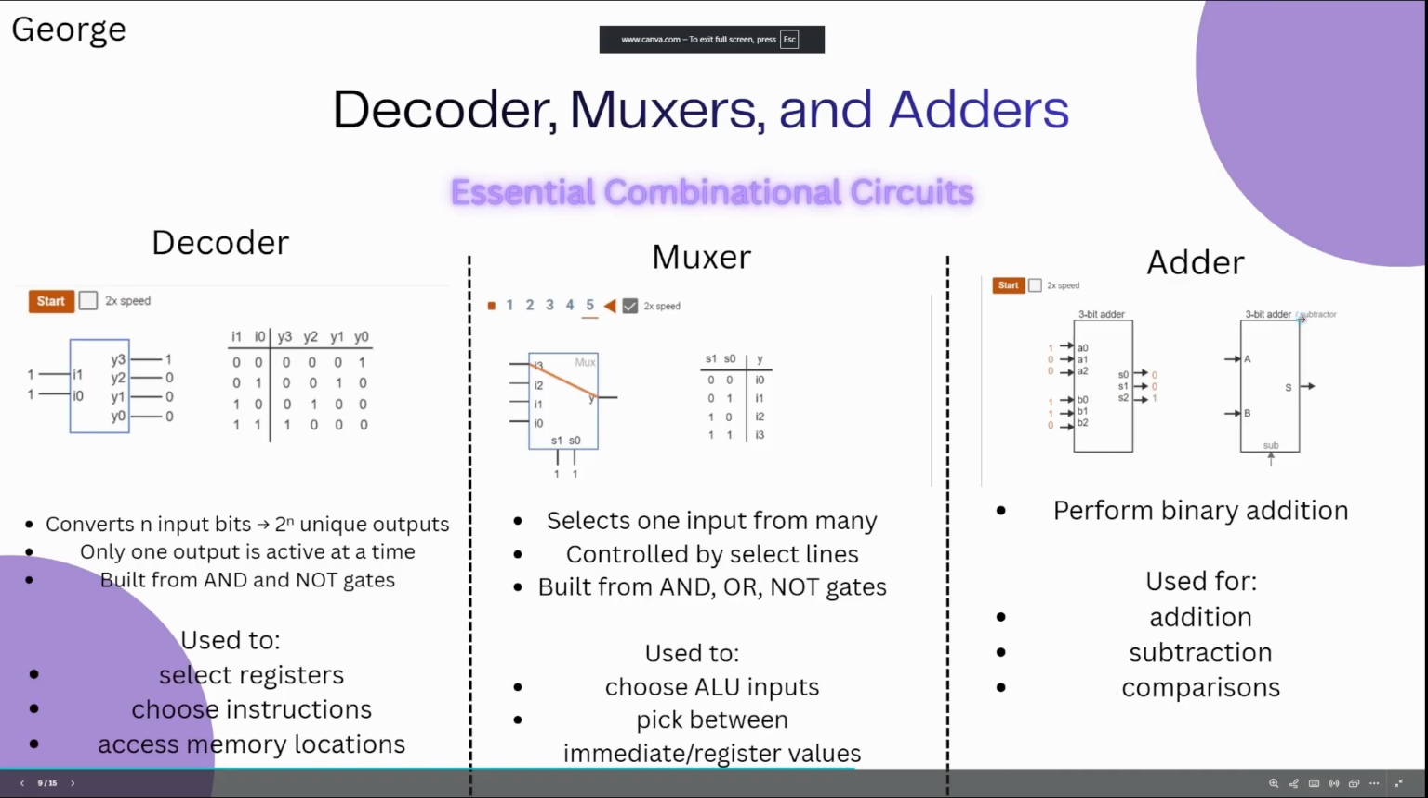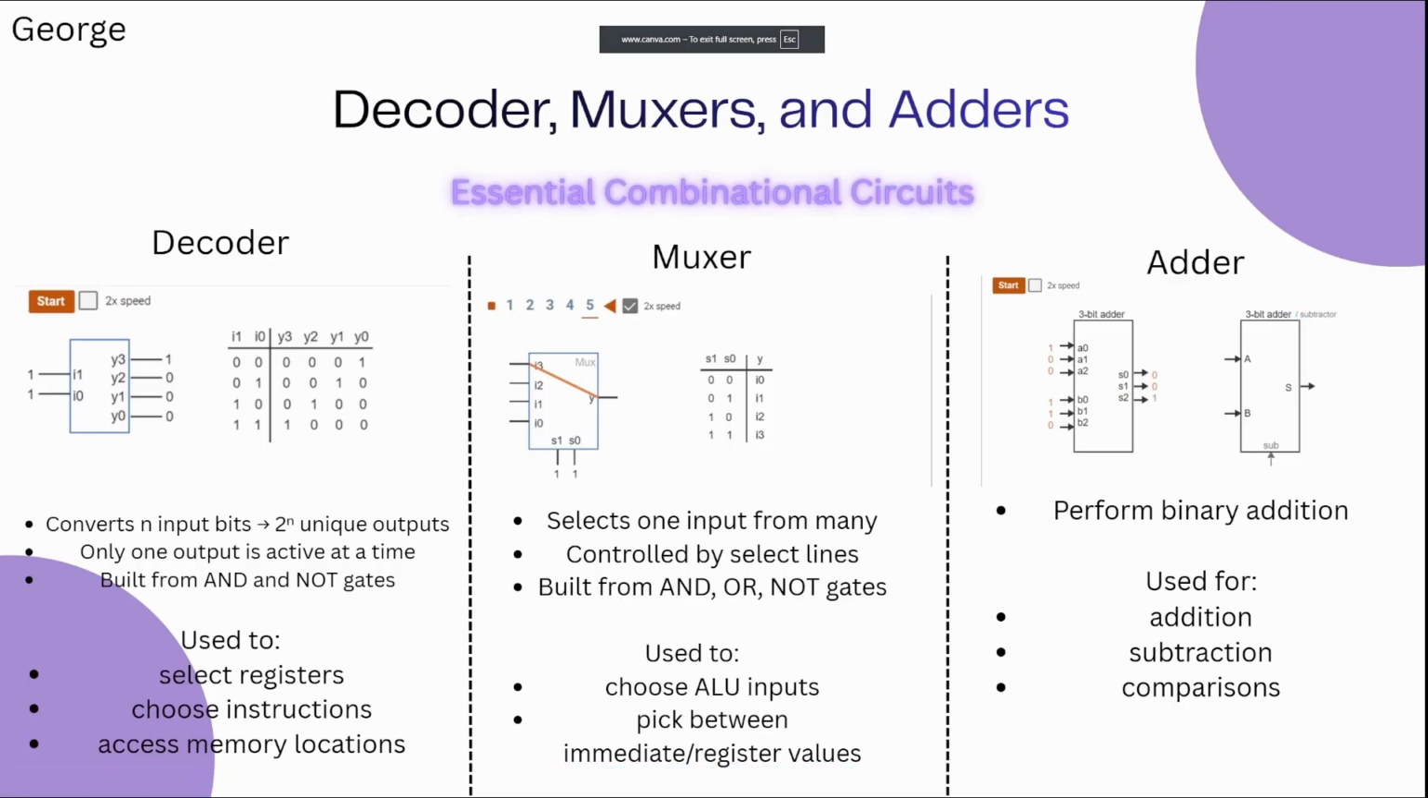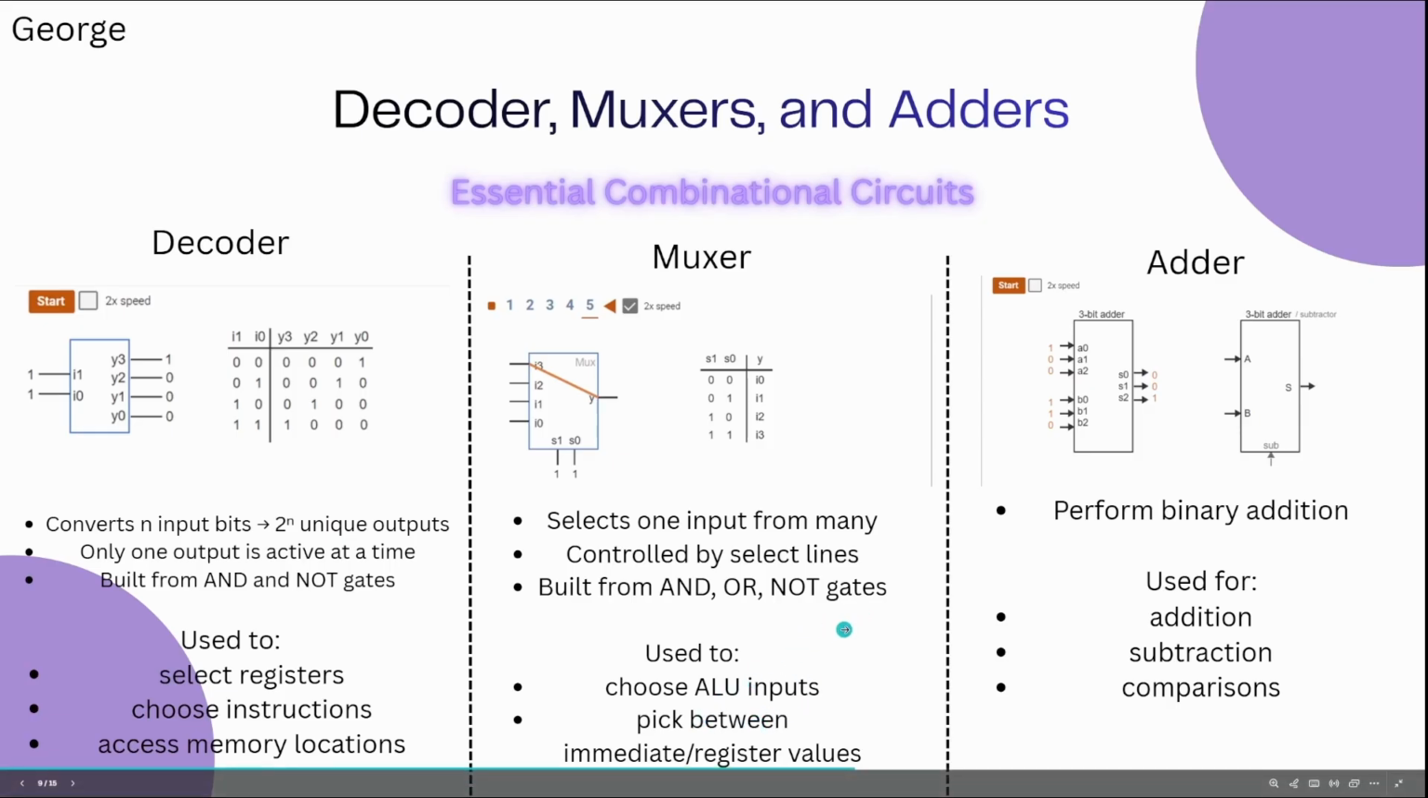Moving on to the muxer, also known as the multiplexer, it is a combinational circuit that has many data inputs and a single output, depending on control or select inputs. It's pretty much like a train track switch, selecting bits to decide which paths get used. Right here we have a 4 to 1 mux, which needs 2 select bits, because 2 bits can represent 4 choices. It's built from AND, OR, and NOT gates, and it's used to choose ALU inputs and pick between immediate and register values.